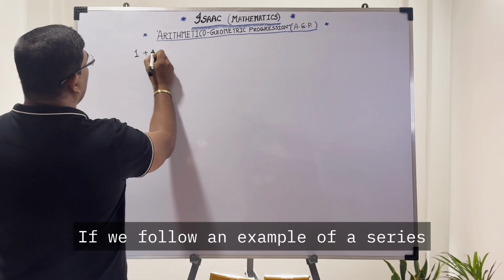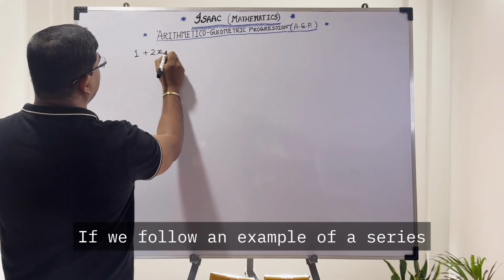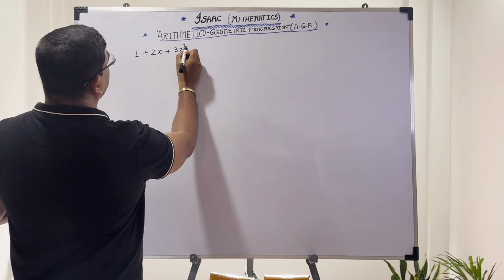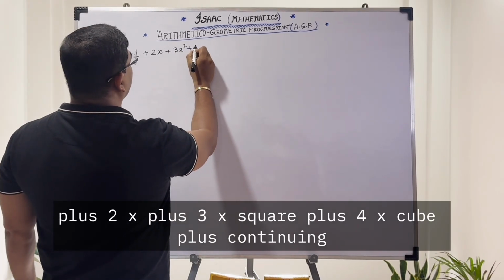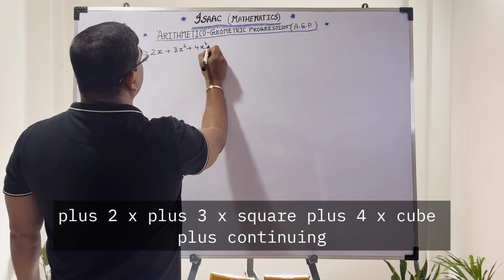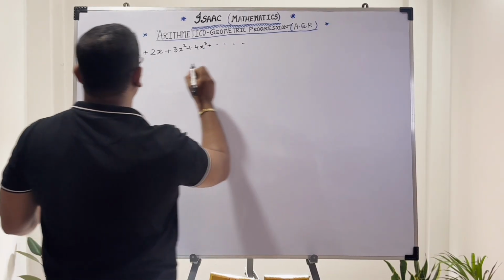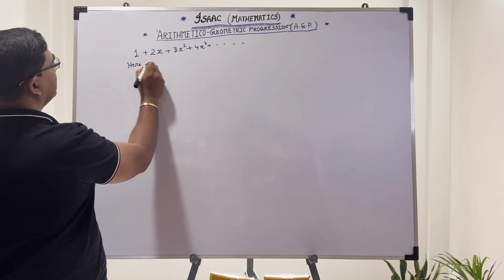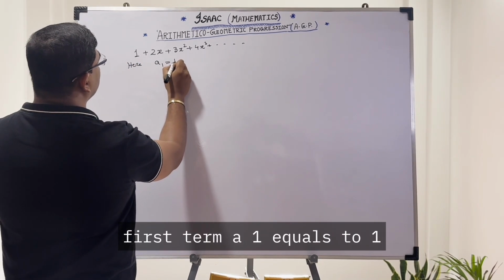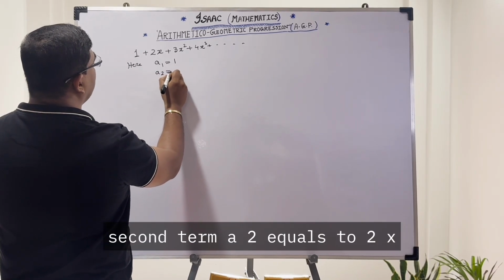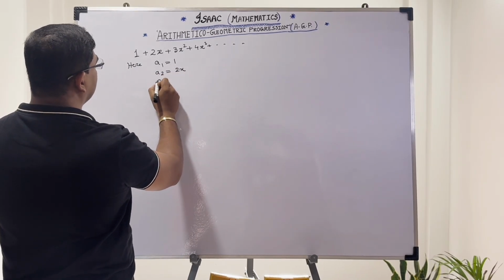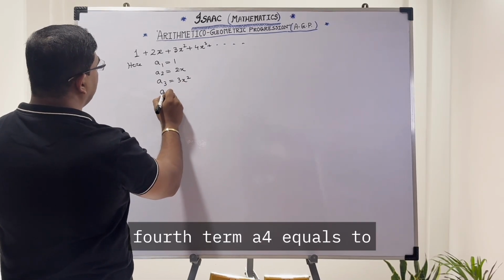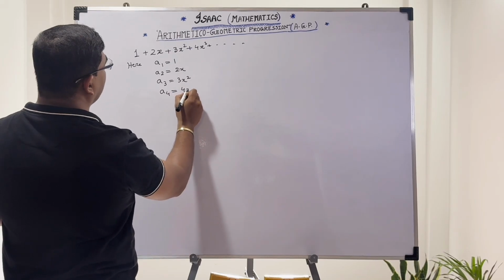If we follow an example of a series like 1 plus 2x plus 3x squared plus 4x cubed plus continuing, then here first term a1 equals 1, second term a2 equals 2x, third term a3 equals 3x squared, fourth term a4 equals 4x cubed.